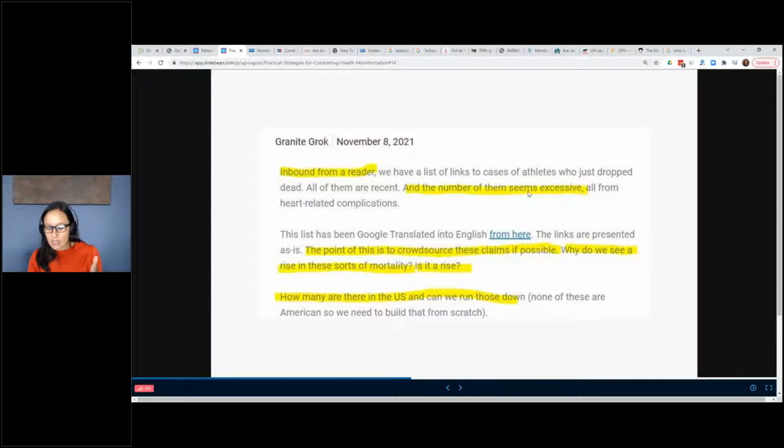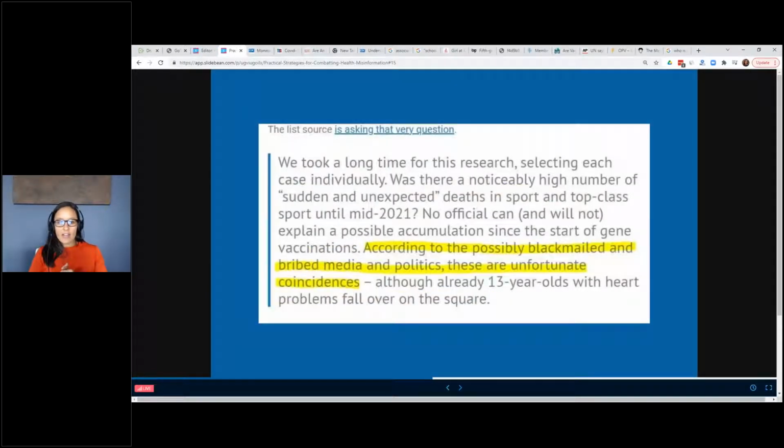And they go on to say, the point of this is to crowdsource as many of these claims as possible. Why do we see a rise in these sorts of mortality? Is it a rise, right? So they're not answering any of these questions. They're saying, seems suspicious. That's not news. That's the opposite of news, okay? How many are there in the US, and can we run those down? There's, again, 2 more questions. So a bulk of the beginning of this article is questions. It's not a good sign in the first place, okay? Then we've got another red flag, okay? So we're asking this very question.